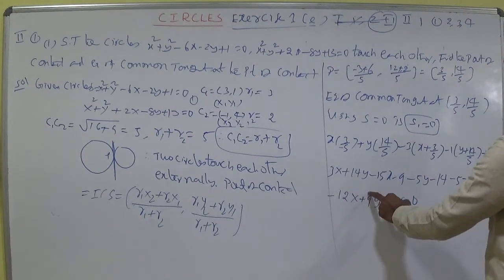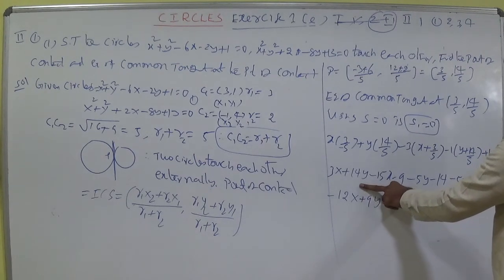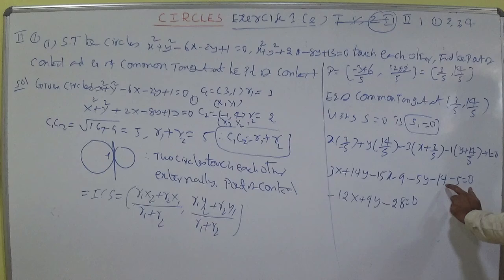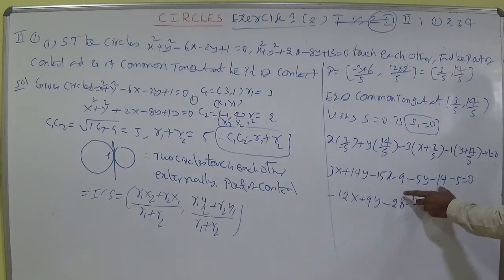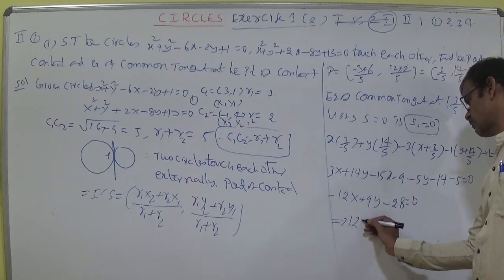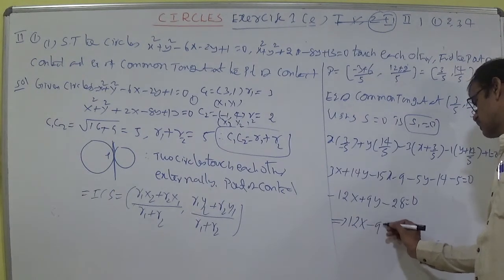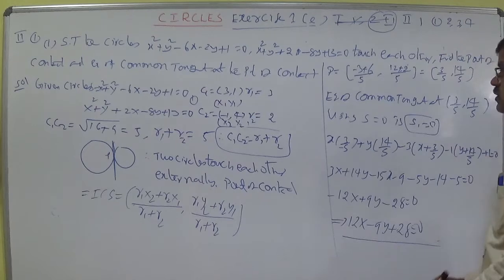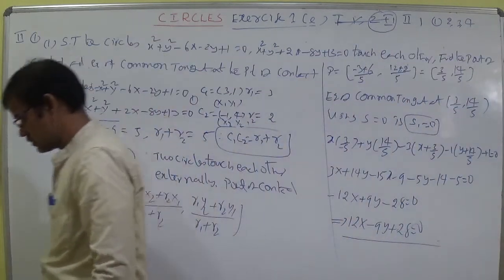Minus 12, and this is 14 minus 5, this is only 9, that's all. Minus 9 upon 14, 23 by 28. That implies we can write here 12x minus 9y plus 28 equal to 0. This is the equation of common tangent.